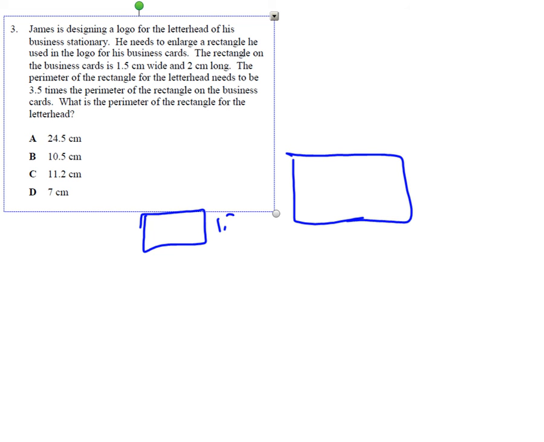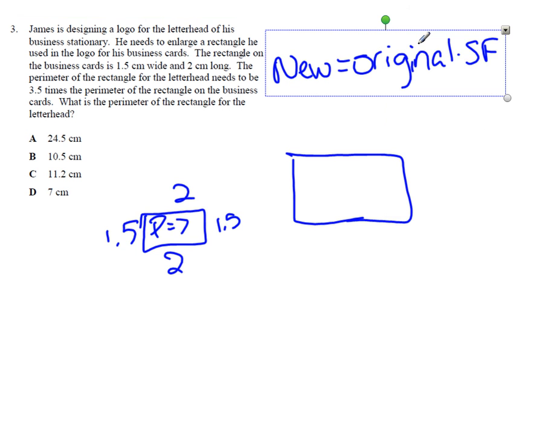So it was 1.5 by 2. Could we find the perimeter of that? What would it be? The original would be 7. Just add all those up. And then our scale factor is what? If it says it needs to be 3.5 times the original, that means our scale factor is 3.5. So we have the original, which is 7, times 3.5.